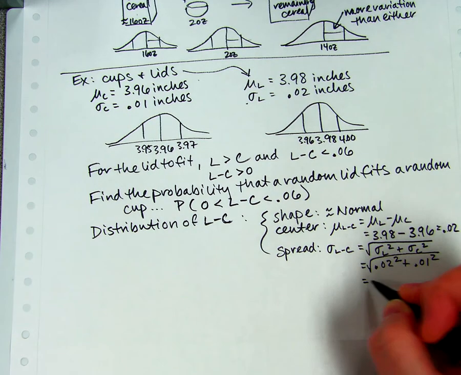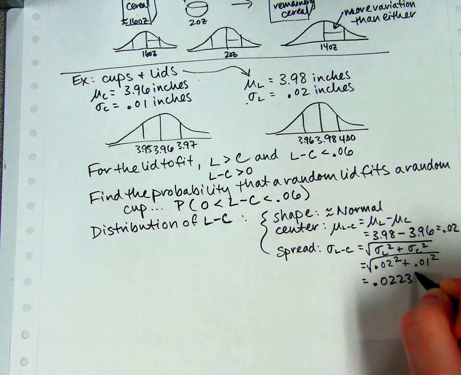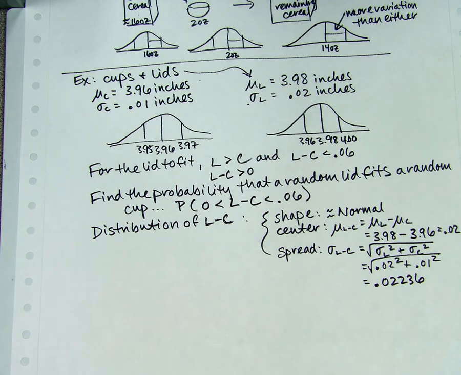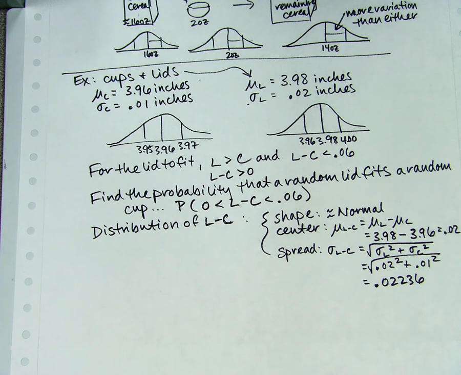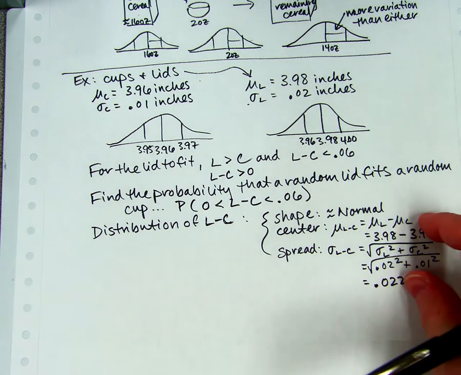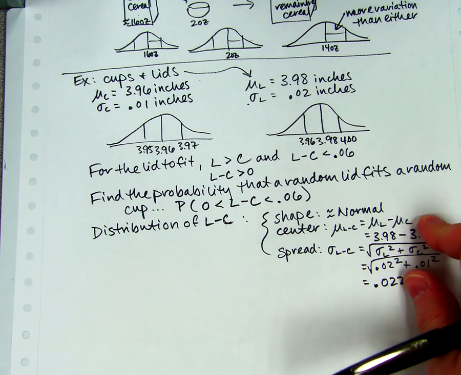And I get the standard deviation of about 0.02236, and I'll just put a bunch of digits to make sure I don't round too much. If I round too much, it looks like it just equals 0.02, which it doesn't. It's a little bigger than 0.02.